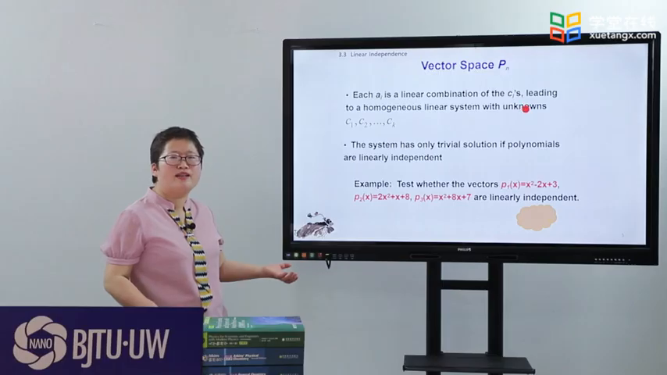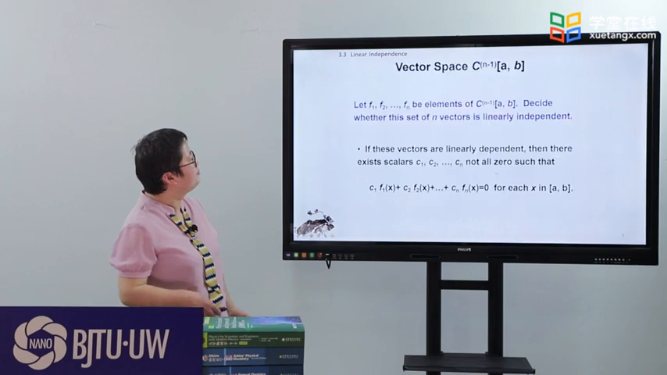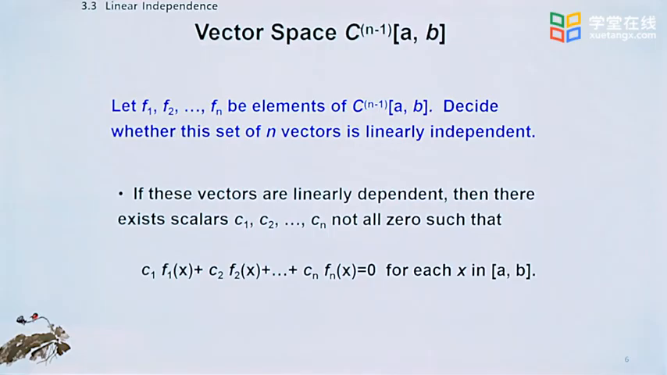If you can find a non-trivial solution, then they are linearly dependent. Otherwise, they are linearly independent. Okay, you can try this later. Okay. Now we consider this vector space C^(n-1)[a,b].